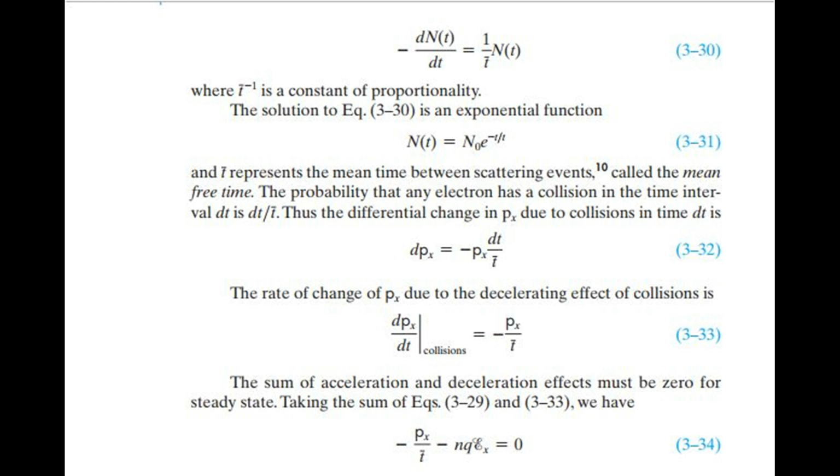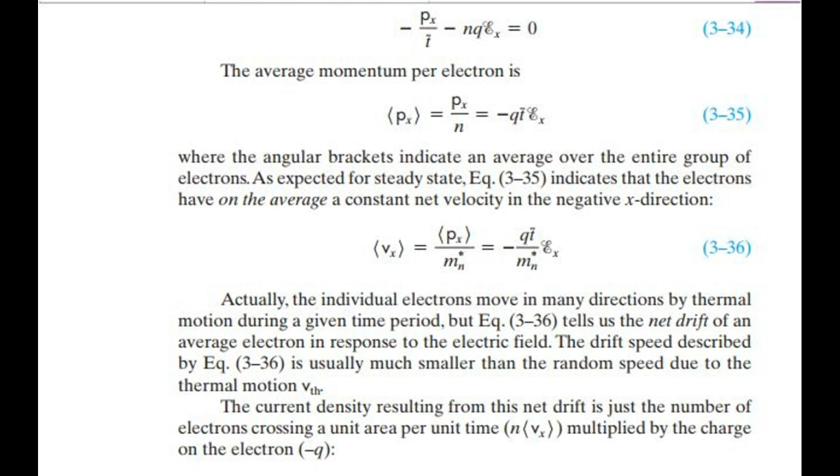Thus the differential change in px due to collisions in time dt is. The rate of change of px due to the decelerating effect of collisions is. The sum of acceleration and deceleration effects must be zero for steady state. Taking the sum of Eqs 3-29 and 3-33, we have, where the angular brackets indicate an average over the entire group of electrons. As expected for steady state, Eq 3-35 indicates that the electrons have on the average a constant net velocity in the negative x direction.